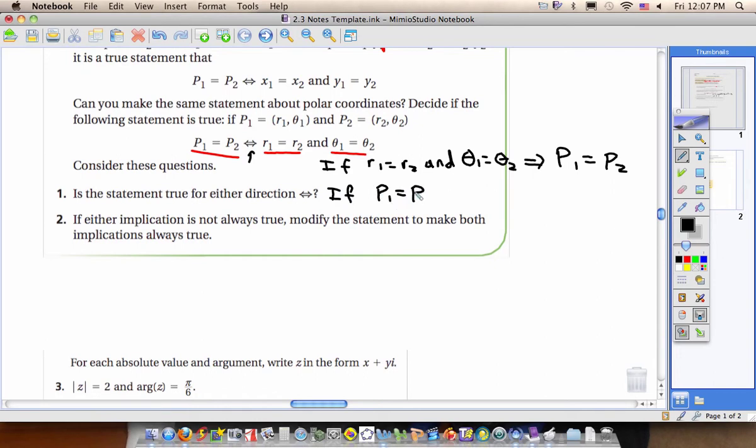And if the points are in the same location, does that mean that the magnitudes and the angles are the same? So with your partner, take a couple minutes, figure out whether both of those statements are true, and if they're true, just fine. If they're not, come up with a counterexample.